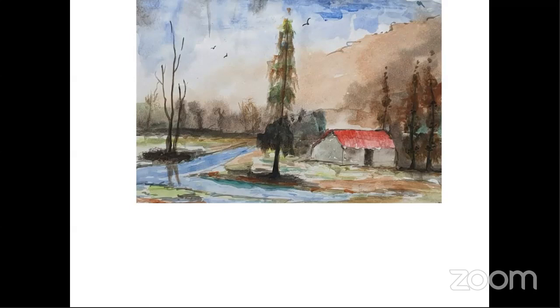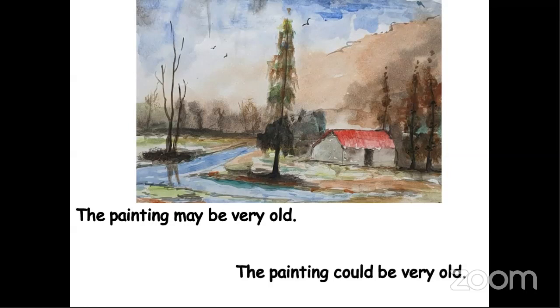This is a picture of an old painting. Now I have two sentences over here. Let us look at these two sentences. The painting may be very old. And here is the second sentence. The painting could be very old. We see that two different modal verbs are used. Which are the two different modal verbs used over here? May and could. For the same situation.